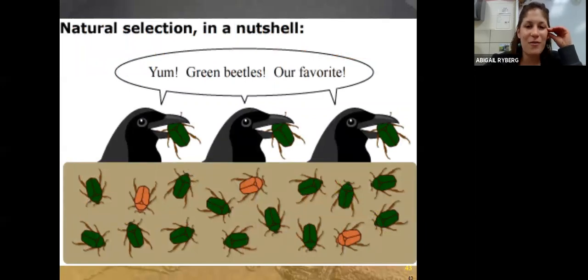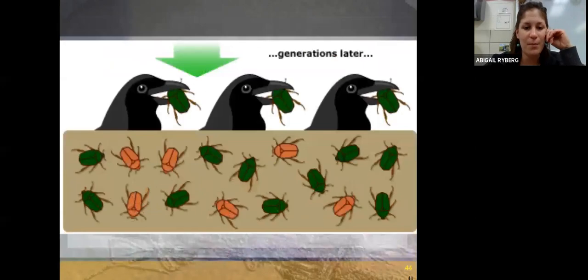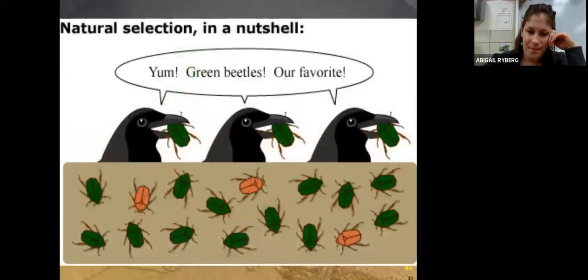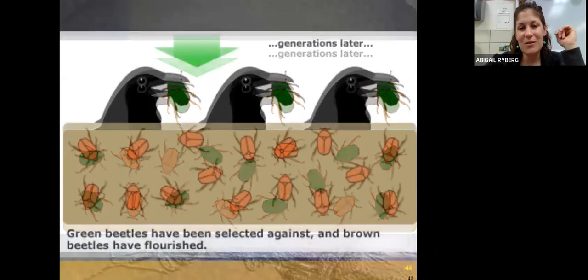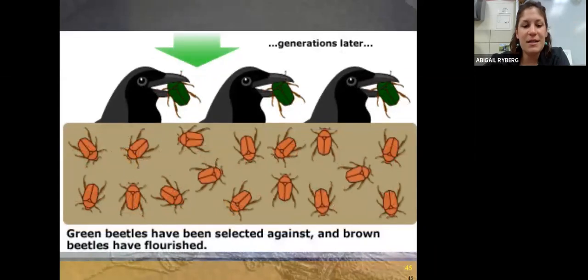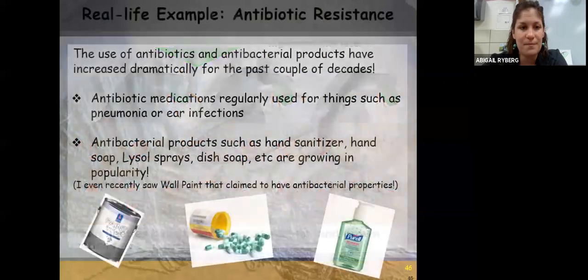Okay, so here's an example of natural selection. We have these birds, they're loving the green beetles, right? Gobbling up those green beetles. Generations later, they're still gobbling up the green beetles. And because of that, the brown beetles have actually been allowed to survive, right? Because they haven't been gobbled up. And so they're surviving and having babies. So now the population of beetle is going to be primarily brown because they are surviving and successfully passing on the genes for that coloration.